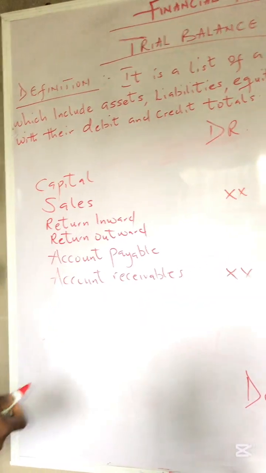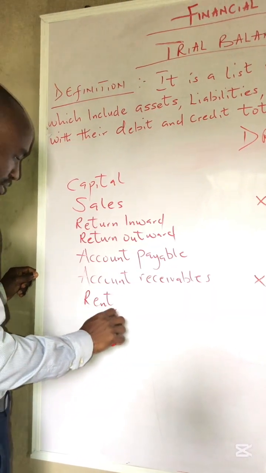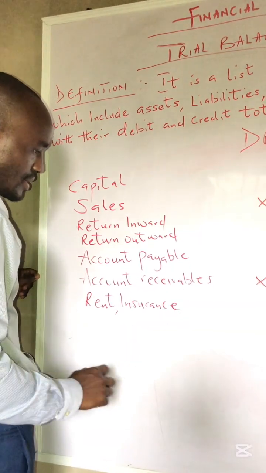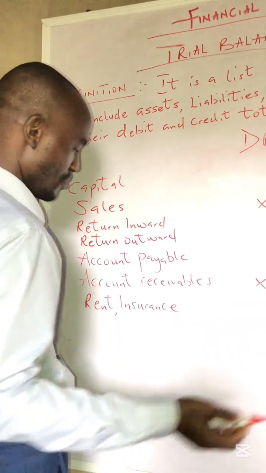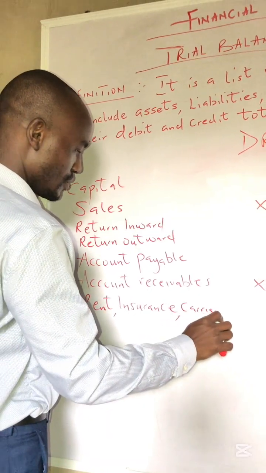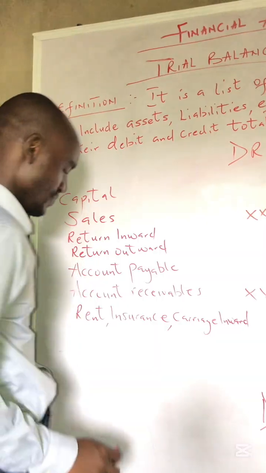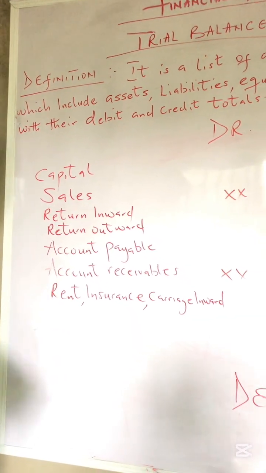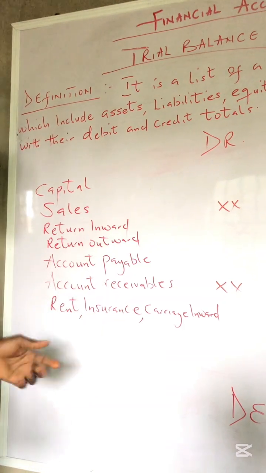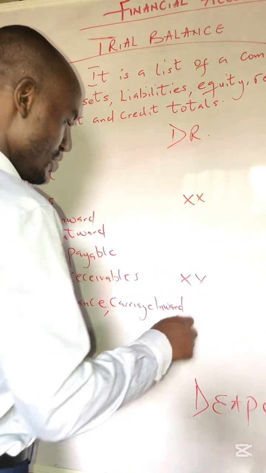Now another one, let's say we have something like rent, insurance, and what have you. Let's say carriage inward. All what I've written here are expenses: rent, insurance, carriage inward. So anything that is an expense, we debit it. That's why we say debit expenses.